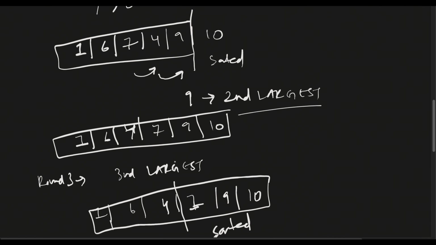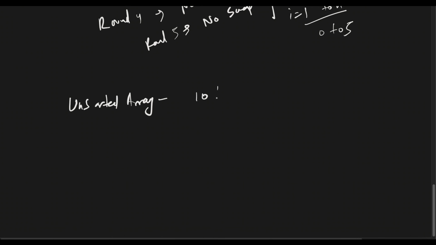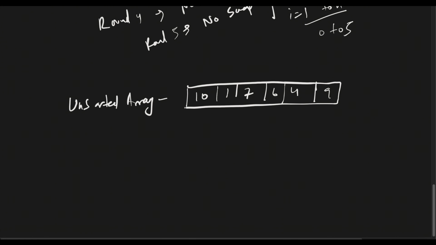So to conclude, let me just write the unsorted as 10, 1, 7, 6, 4, 9. Now I will assume it as 4, though it was 14, but let's assume it as 4. Okay, so this was the unsorted array and we have to perform the rounds. After performing rounds, our array looks like 1, 4, 6 and 7, 9, 10.